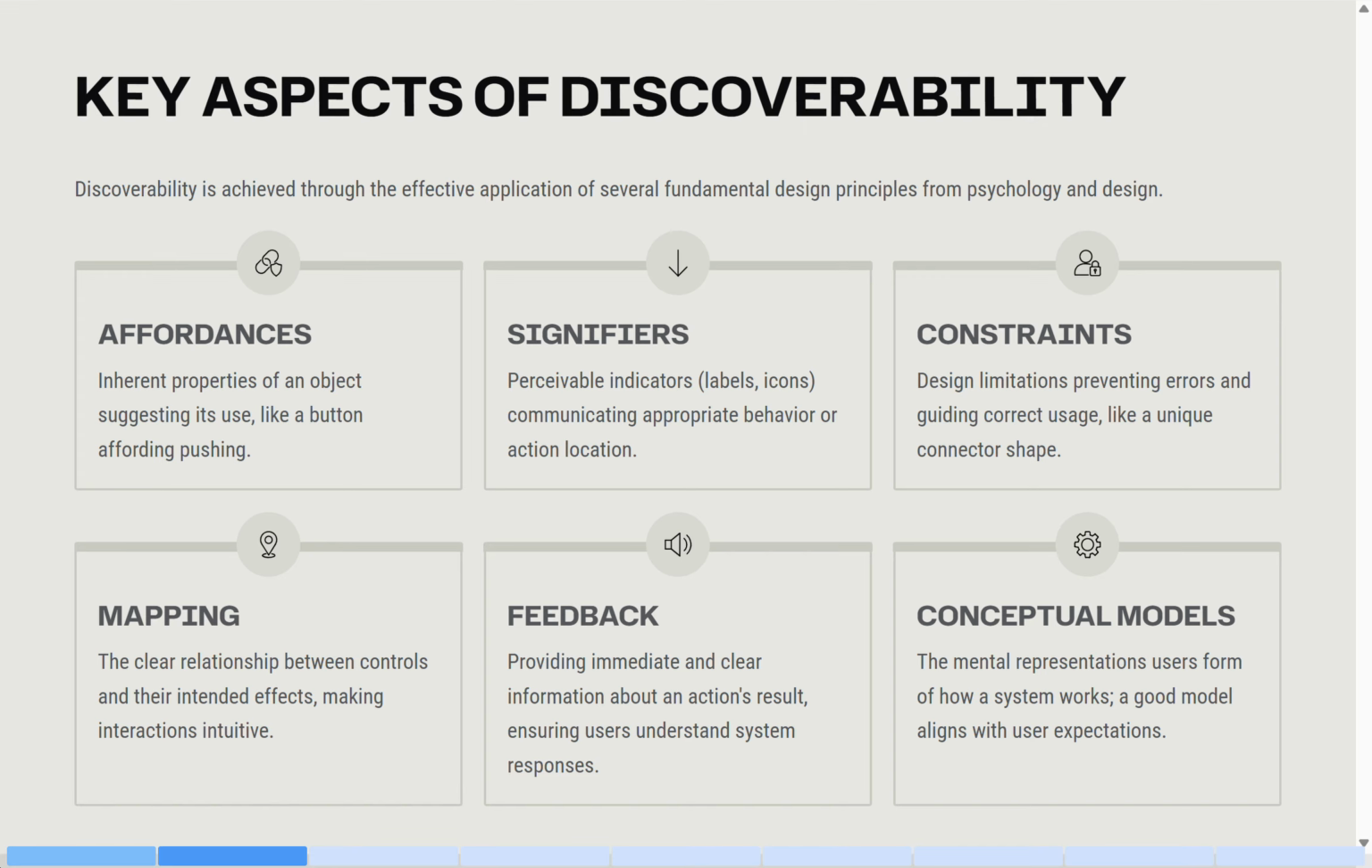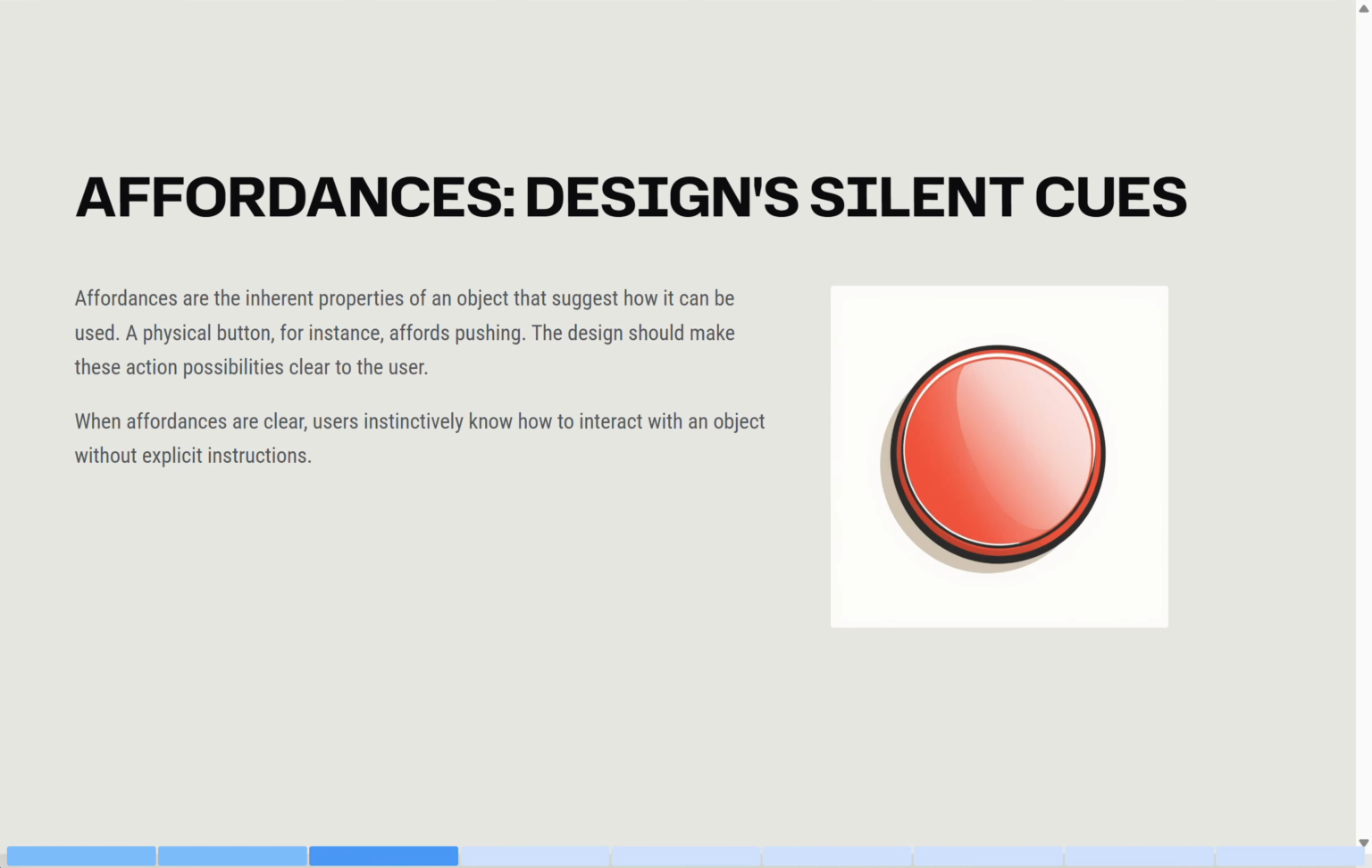Let's get started. Affordances are the physical or visual traits of an object that suggest how it should be used. When you see a big raised red button, it instantly makes you want to press it. That is how everything should be designed, so that it naturally tells the user what it should do.